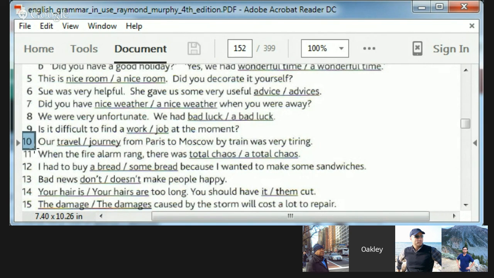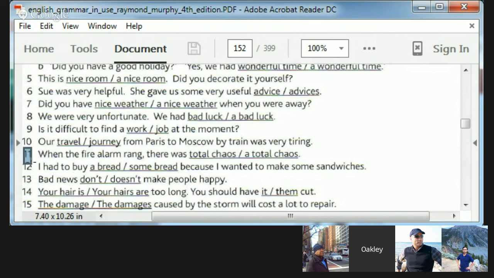Hogan, number 10. Our travel from Paris to Moscow by train was very tiring. Yeah, this is a tricky one because you could use either one, actually. It doesn't matter because we've got the possessive our. Okay. Right. That's a trick there.